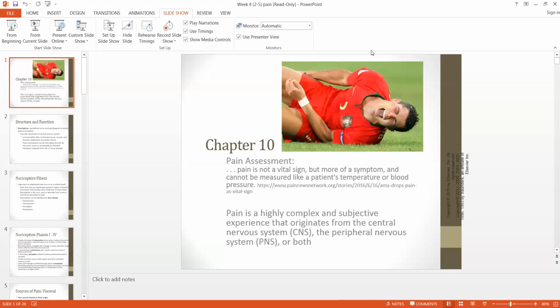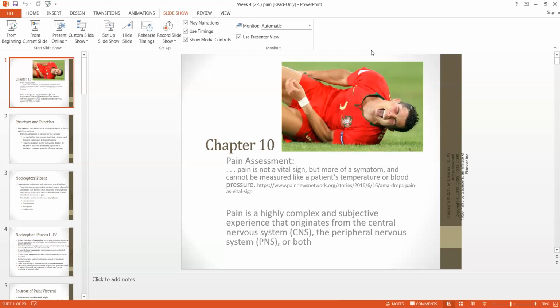So here is a link. I'm looking at this very first opening page for your PowerPoint that can talk more about the AMA drops pain as a vital sign decision. But looking at this picture of this sports player who is, we would think, in pain. Pain is defined as something, however a person expresses it. It is a subjective expression. We observe some objective characteristics of pain, but it is whatever the person says it is.